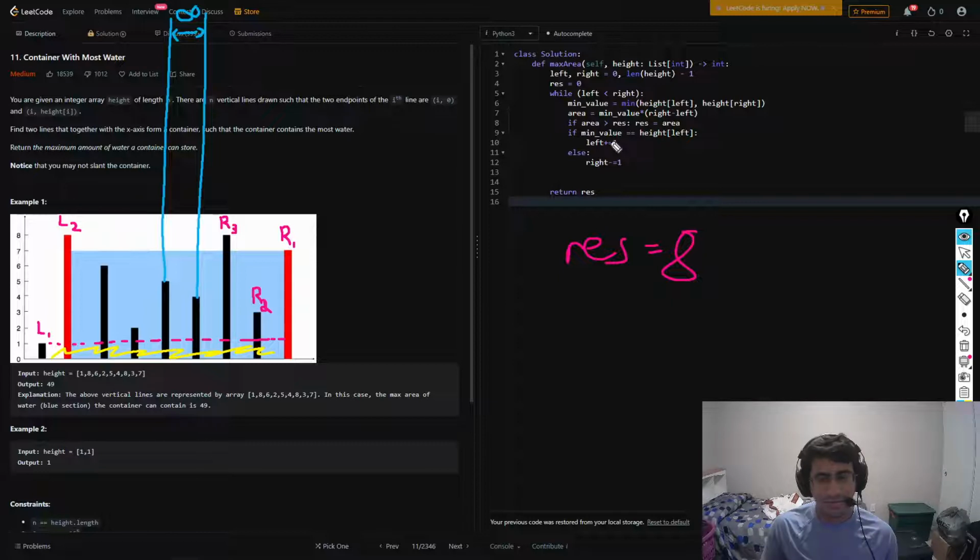So this may be true, or this may be true. I'm not really sure how Python interprets it, but it doesn't matter. Let's say we decrement the right.